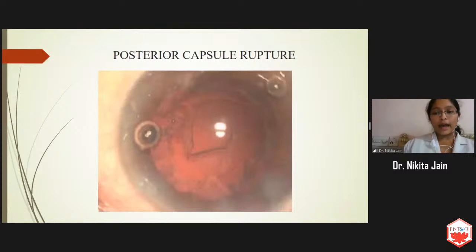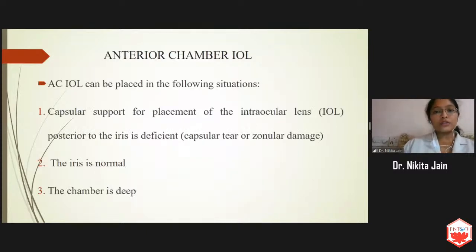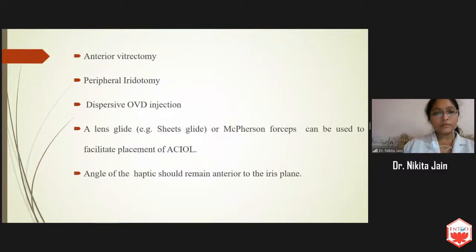Now, for this case, we can have the following options: insertion of an anterior chamber IOL. This is inserted in cases where the capsular support for placement of the intraocular lens posterior to the iris is deficient. But in this case, the iris should be normal and the chamber should be of sufficient depth. These are the following steps. We first perform anterior vitrectomy. Peripheral iridotomy is also made, preferably away from the haptics of the ACIOL.